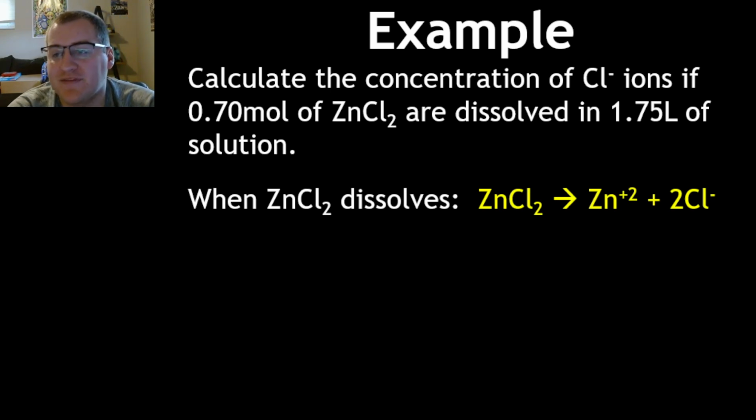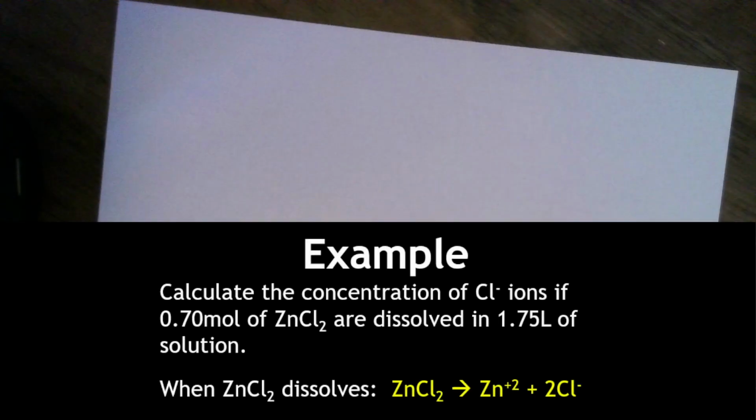Calculate the concentration of Cl- ions if 0.7 moles of zinc chloride are dissolved into 1.75 liters of solution. So it's important to know what concentration they're asking for. Are they asking for the concentration of the zinc chloride, the full ZnCl2? Not in this problem. They're just asking about the Cl- ions.